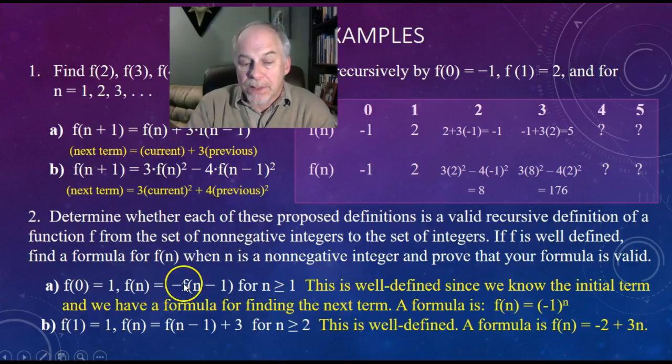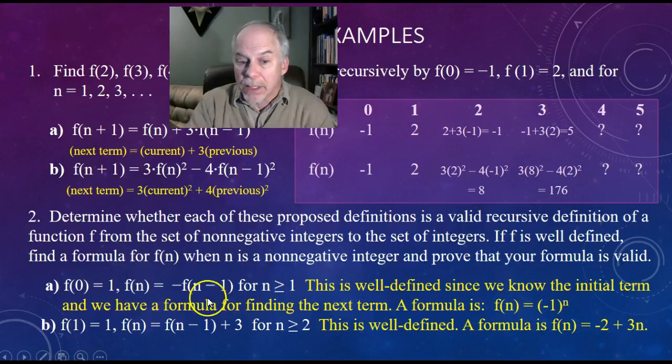So this is well defined because we have a starting term, f of 0, and when we are trying to find f of 1, then n would be 1, and so 1 minus 1 would be f of 0. But we have what f of 0 is, which is 1, and we can get the next term using this formula. So it's well defined since we know those things.